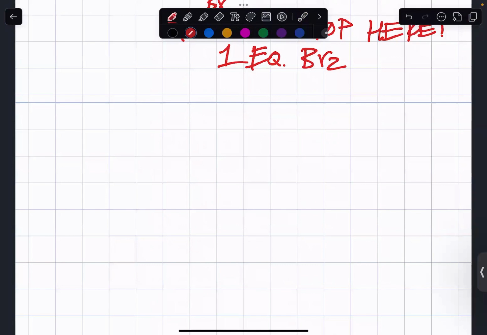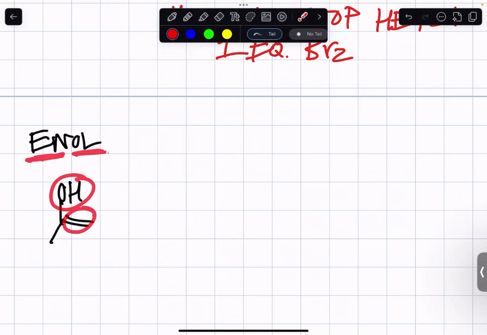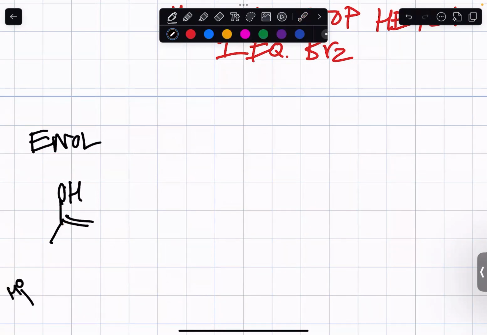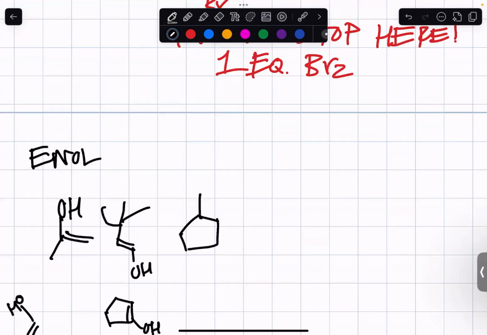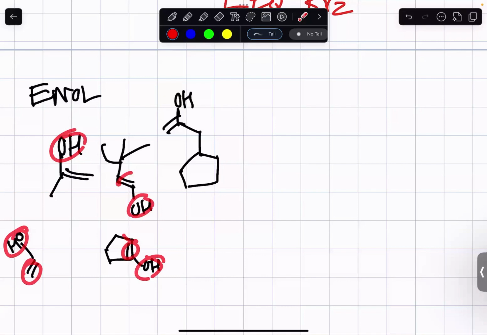So an enol is when you have an alkene next to an alcohol, right? Alkene next to an alcohol. Alkene, alcohol. Enol. So let me just draw you out different enols so you get used to seeing them. Right, so all of these here are enols. Whenever you have an alcohol right next to an alkene, then that's an enol, right?